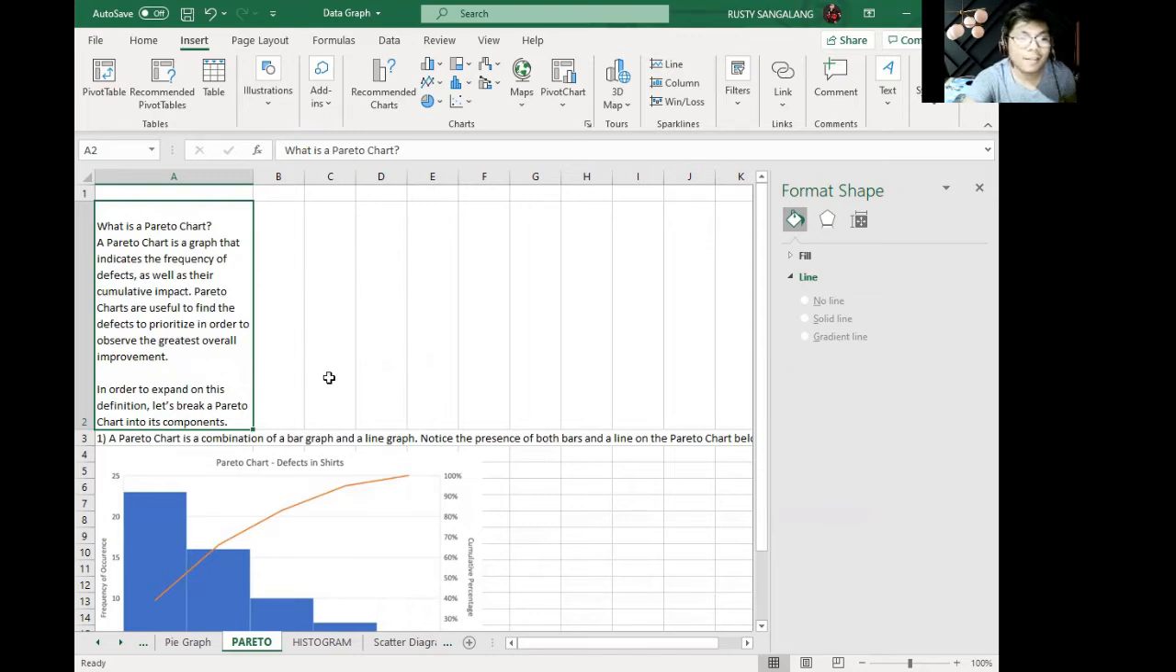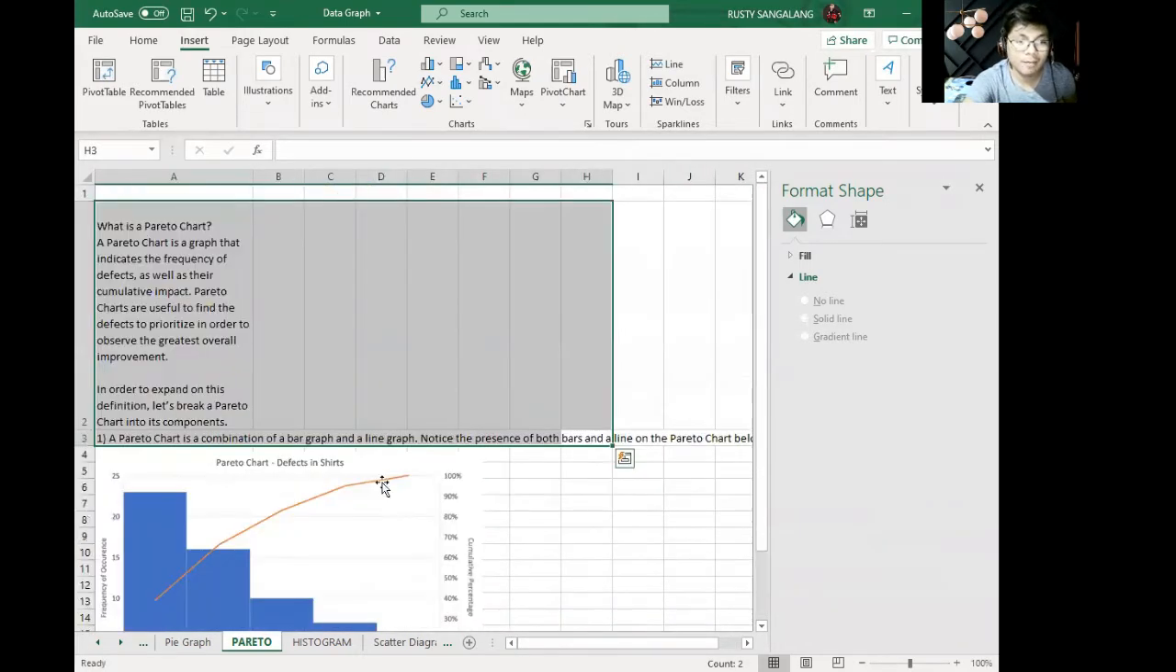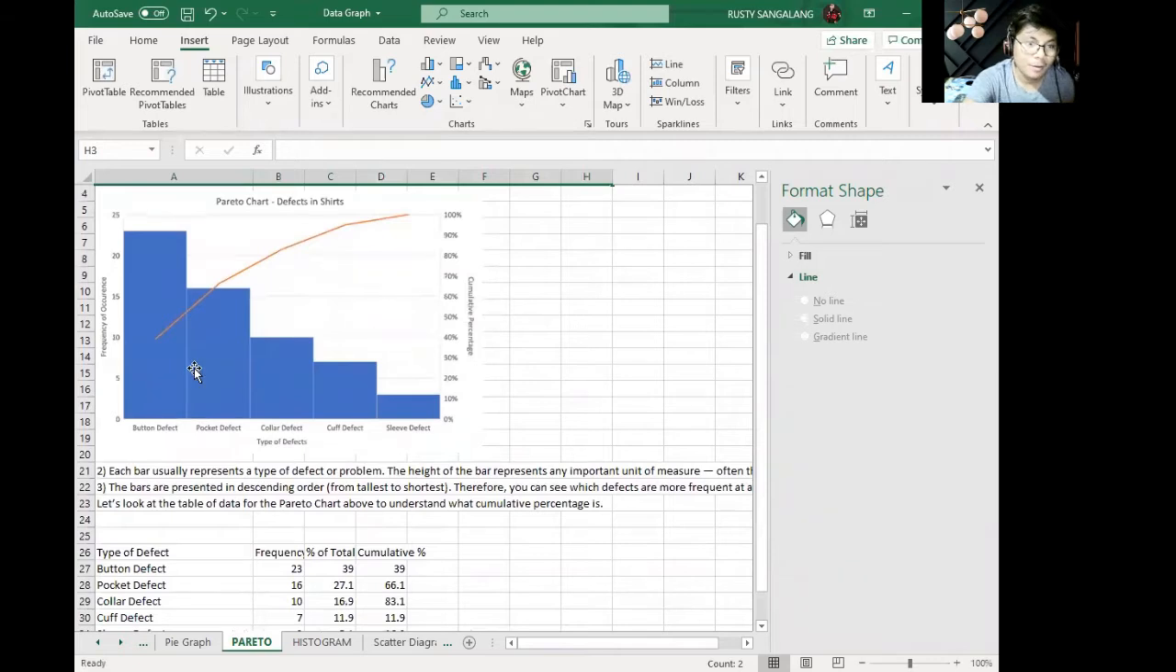So, in order to expand on this definition, let's break a Pareto chart into its components. A Pareto chart is a combination of a bar graph and a line graph. Notice the presence of both bars and lines on the Pareto chart below. So we have here an example of our Pareto chart. This one is the defect in shirts. Each bar usually represents a type of defect. We have the button, pocket, collar, cuff defect, sleeve defect.